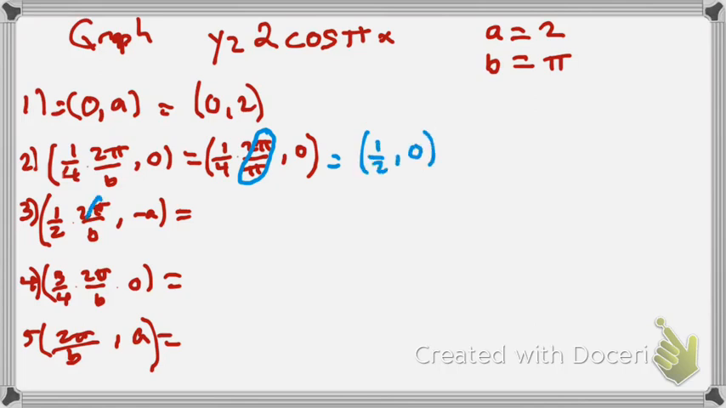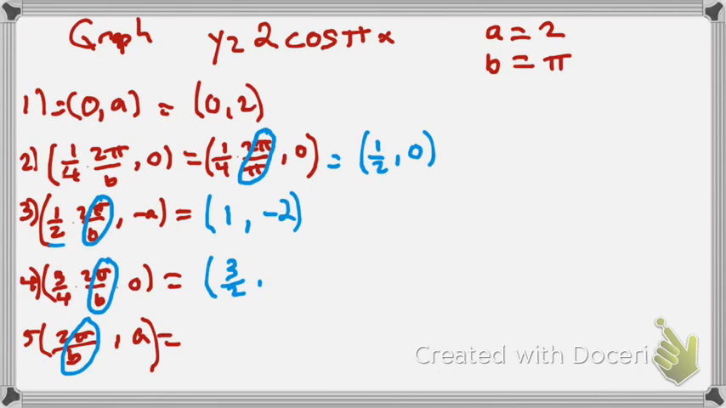Now I already know that every single one of these is going to do the same thing. It's 2 pi over b for all of these, so that's always just going to change to 2. Alright? So the next one right here, I see 1/2 times, and I'm going to plug in pi already for that, so it's going to be 1/2 times 2, which is just going to be 1, comma, negative a. Negative a is just negative 2. I'm going to do 3/4 times 2. 3/4 times 2 is the same thing as 6/4, which is 3 over 2, comma, 0. And then the last one is just going to be 2 pi, comma, negative 2. I'm sorry, positive 2.